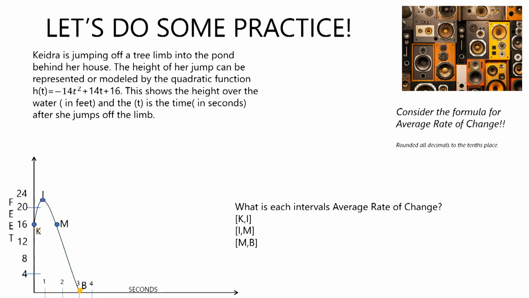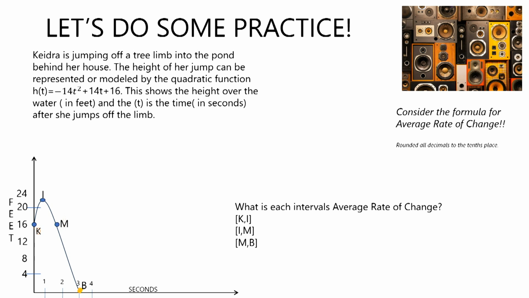It says, let's do some practice. Keetra is jumping off a limb into the pond behind her house. The height of her jump can be modeled by the quadratic function h of t equals negative 14t squared plus 14t plus 16. This shows the height over the water in feet, and t is the time in seconds after she jumps off the limb. So we're looking at our graph, looking at the points that we're given, getting all the information that we can about this graph. Then let's go to the question.